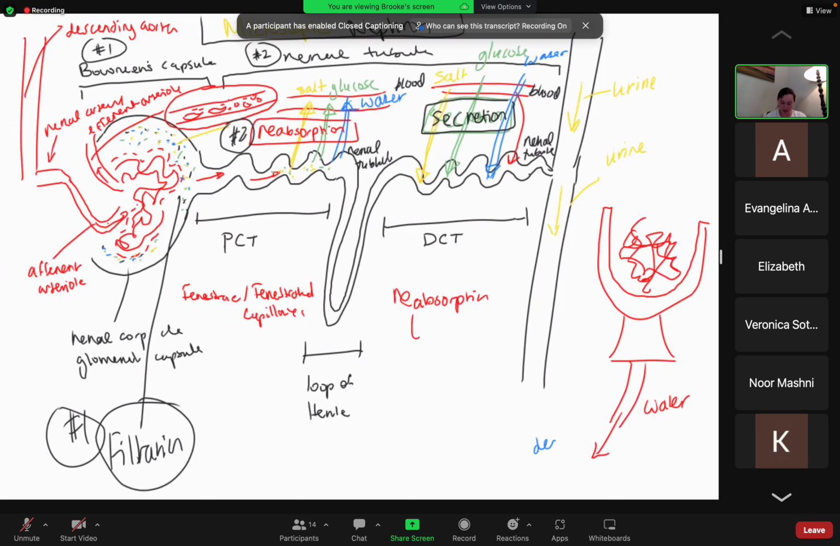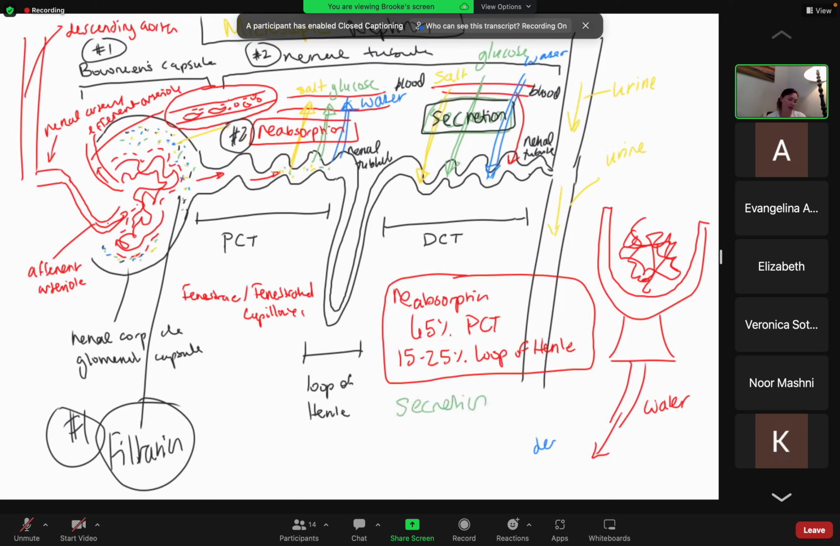Reabsorption is going to happen 65% of it in the PCT, 15 to 25% of it in the loop of Henle. This is just important for you to know for the test. So almost all of it in the PCT, 15 to 25% in the loop of Henle. Secretion primarily is going to happen in the distal convoluted tubule and the collecting duct, the CT referencing the collecting duct. Obviously, filtration happens over here in the Bowman's capsule.